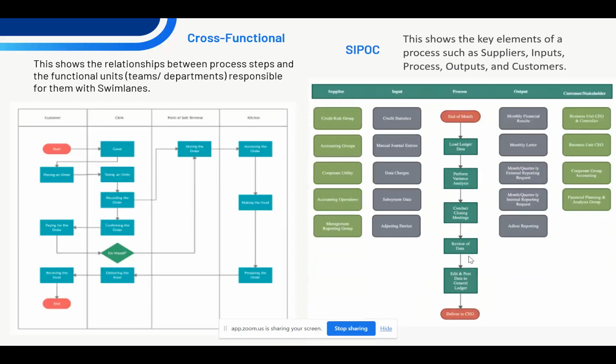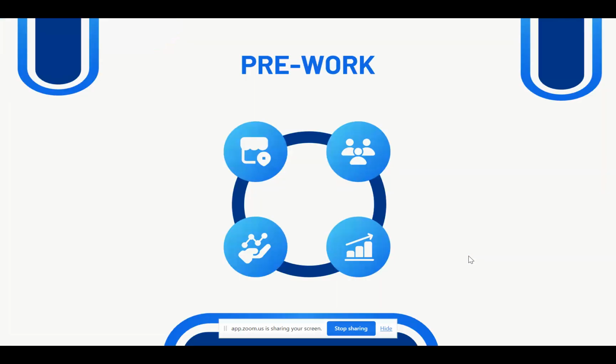There's another one that is called CPOC. So you talk about the supplier, you're not talking about an external vendor. What does the supplier do? What's the process? What's the output? What does the stakeholder or the customer get out of it? So that's another kind of process as well.